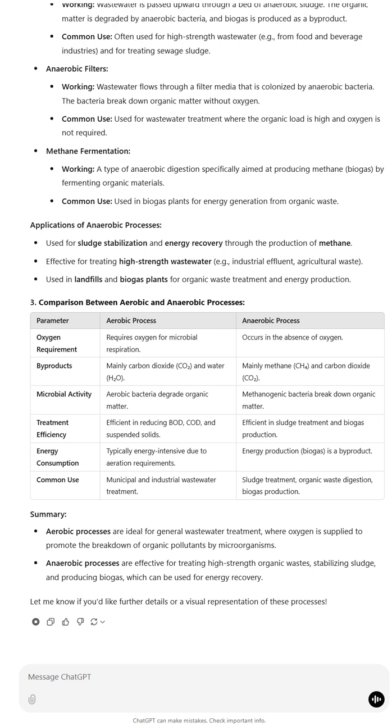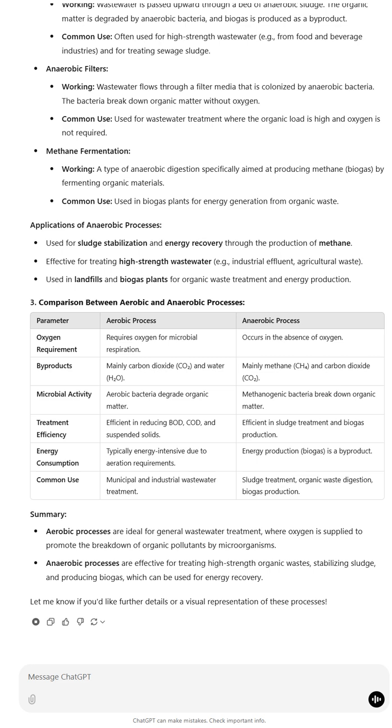3. Comparison between aerobic and anaerobic processes. Aerobic process, anaerobic process. Oxygen requirement. Aerobic: requires oxygen for microbial respiration. Anaerobic: occurs in the absence of oxygen.